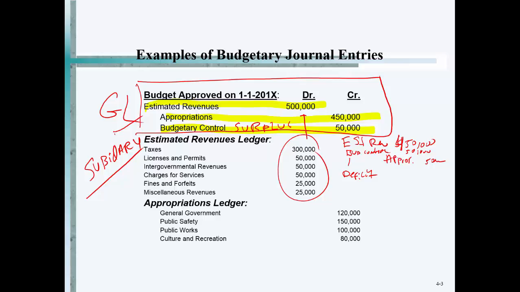So now what? We go ahead and we credit this surplus for budgetary control because they think they're going to have some money left over. Now notice I put over here, alternatively, we could have a deficit if the government makes a decision that it's going to spend more money than it's going to take in, right? So in this example, we only had estimated revenue of $450,000. We had appropriation of $500,000, so they chose to spend more money than they were taking in, right? They did this on purpose.